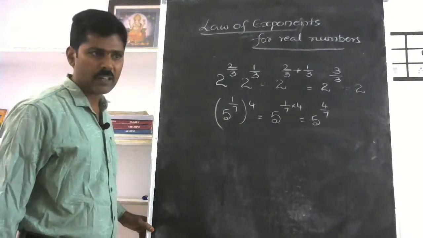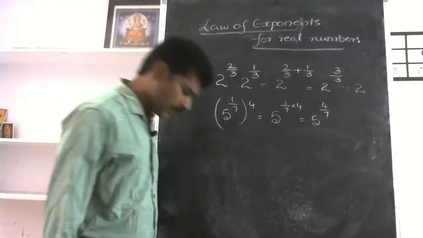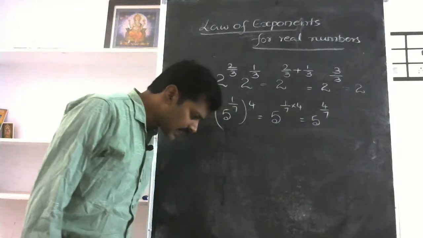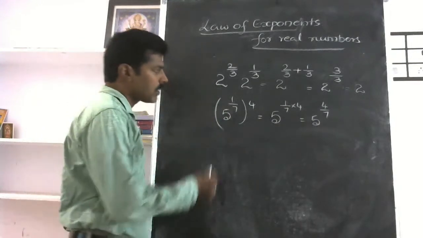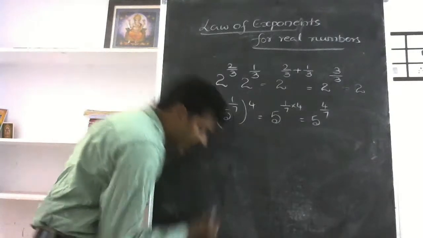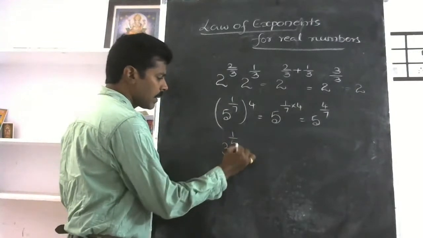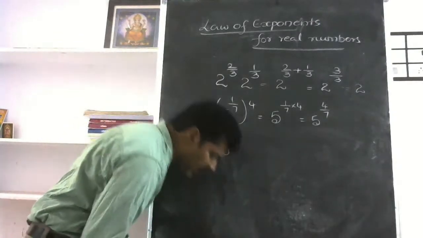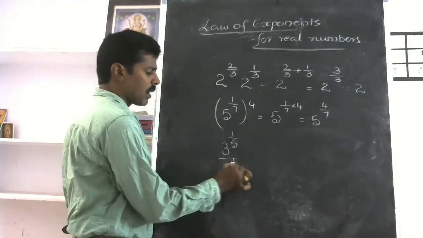This is another application. Next, with a power m into a power n, a power m whole power n, and one more: 3 power 1 by 5 they have given, divided by 3 power 1 by 3.